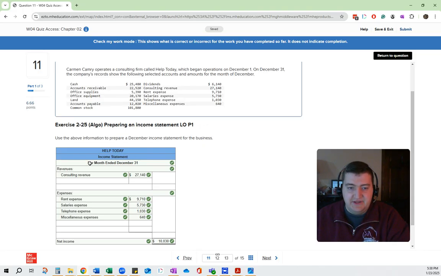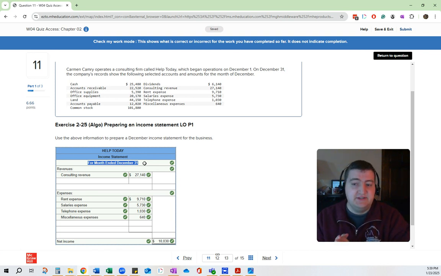So first of all, this piece of information here, and this is an easy one to miss: you need to make sure you enter the date, or the period, that the statement is for. And remember, an income statement is about a period of time, not a point in time. The only one that's a point in time is the balance sheet.